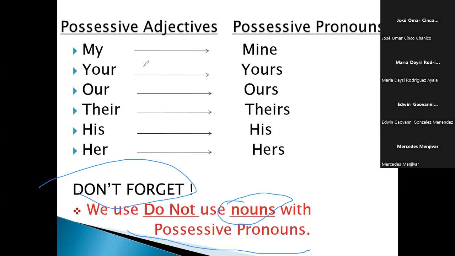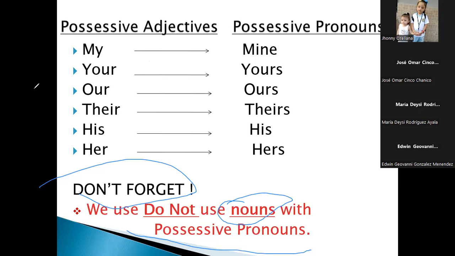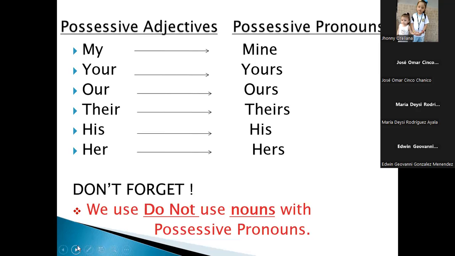We change the logic, we change the order, cambiamos el orden, cambiamos la estructura, porque después de un possessive pronoun no hay ningún noun, okay? Let's analyze this. I'm gonna give you some examples, okay? This is mine, dice Juan Carlos, the car is yours. Después del pronoun no usamos nada, no hay nouns, porque ese viene a sustituir al nombre previamente mencionado. Let's take a look at this example.